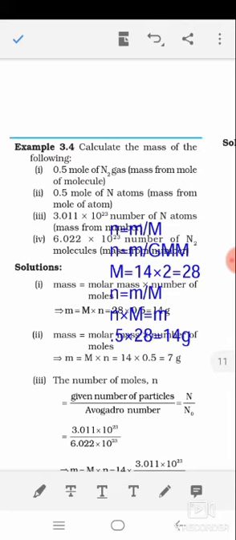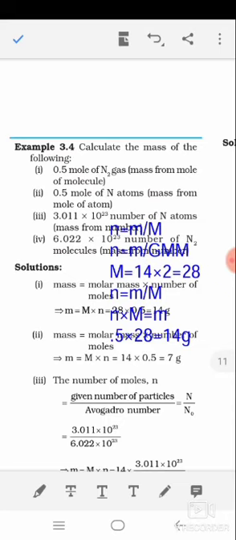0.5 mole of nitrogen atom. Here it is nitrogen atom, so our equation will be the same: n is equal to m by M. But the capital M will be what? Not GMM, that will be GAM, gram atomic mass. And what is the gram atomic mass? 14 gram. On rearranging, you will get the same equation.